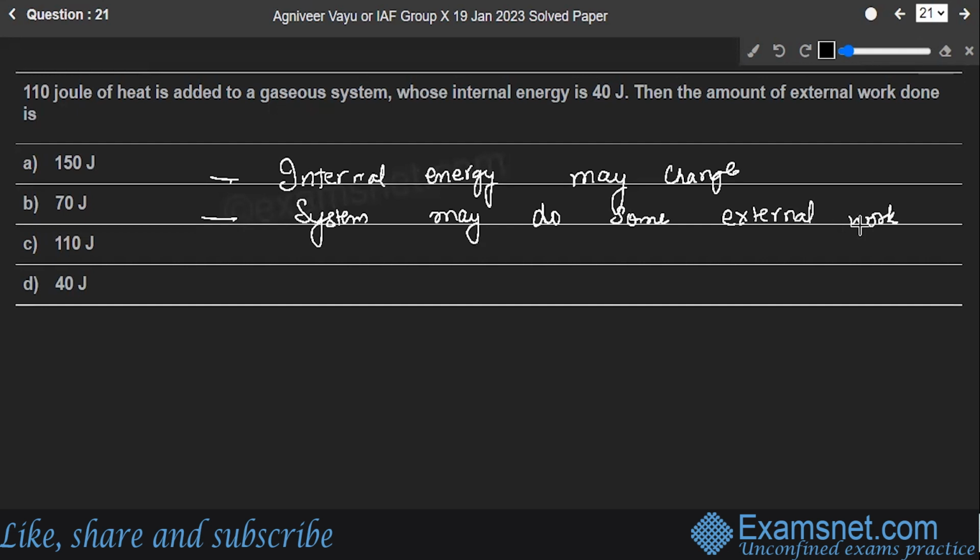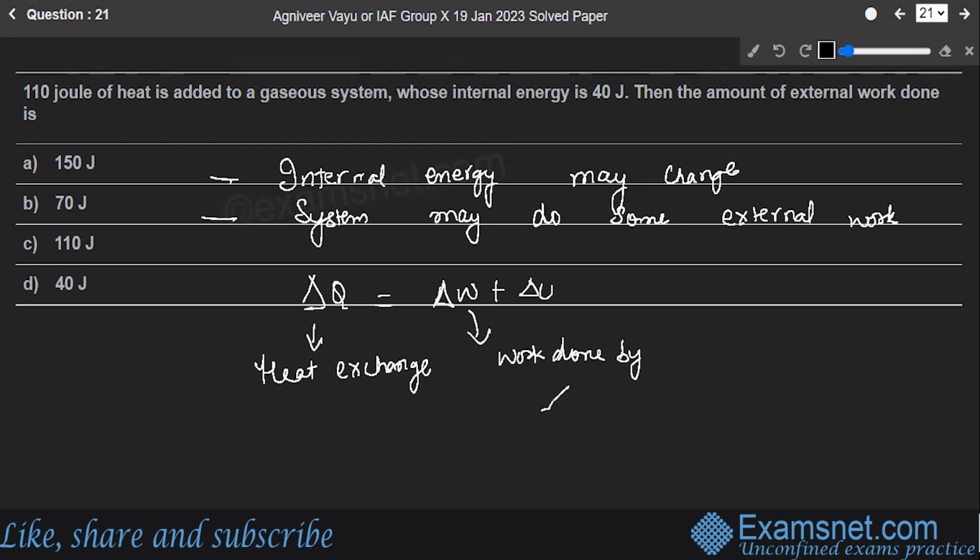So according to the first law of thermodynamics, change in heat is equal to change in work plus delta U. Here delta Q is the heat supplied to the system or heat exchange, delta W is the work done by the system, and delta U is the change in internal energy of the system.